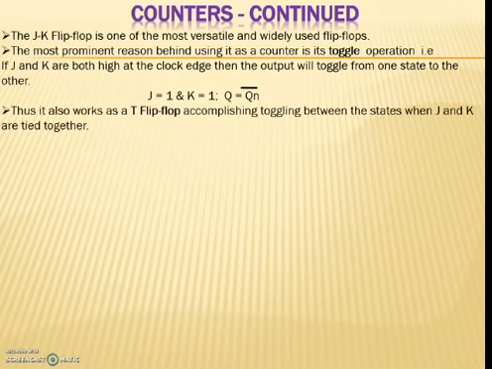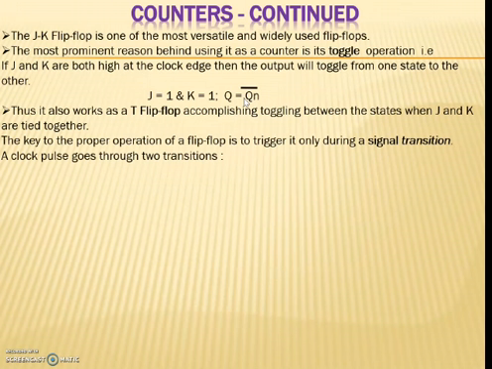Hope you all remember the last combination in the truth table of the JK flip-flop, right? Hope you can recollect that if J is equal to 1 and K is equal to 1, the output complements the previous output. Whatever the output may be in the previous state, under this condition, the output is complemented. So it also works as a T flip-flop, toggling between the states when J and K are tied together and held in high condition.